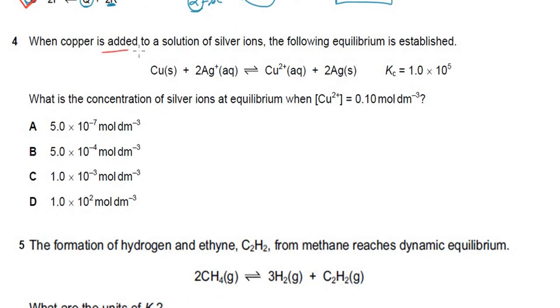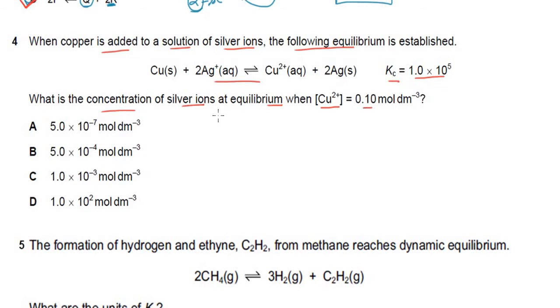When copper is added to a solution of silver ions, the following equilibrium is established, and this is the equation with a Kc value of 1 into 10 power 5. What is the concentration of silver ions at equilibrium when the copper ion concentration is 0.1 moles per dm cube?